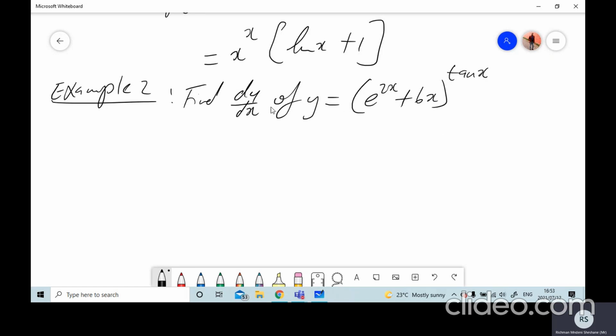But to find the derivative of this function, we need to use log differentiation. So we need to apply ln on both sides. Solution: ln of the left-hand side equal to ln of the right-hand side.